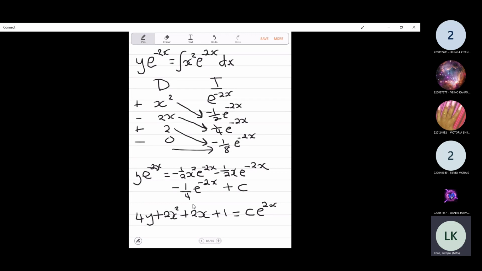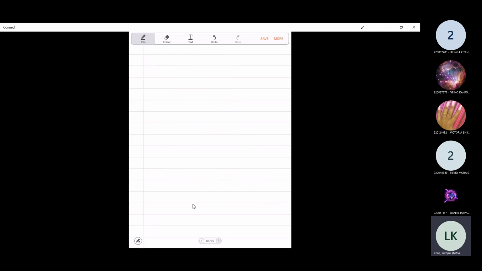Okay, so that is one way you can rewrite it. And then we look at some of the questions from exercise 5.8.